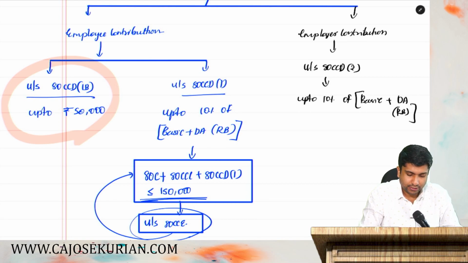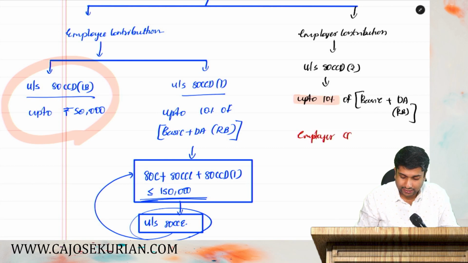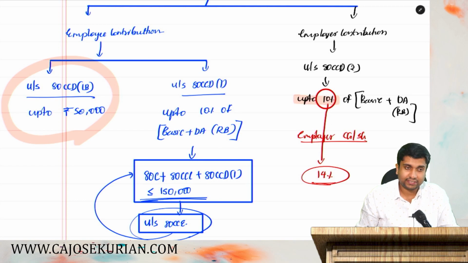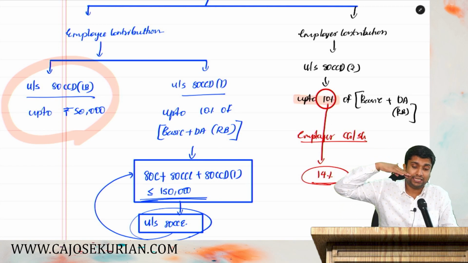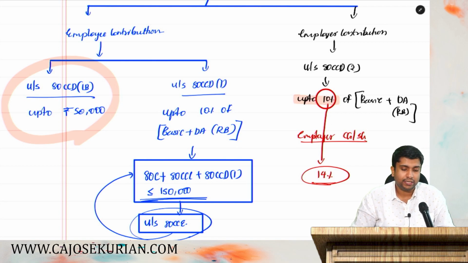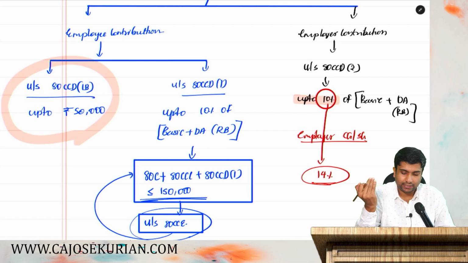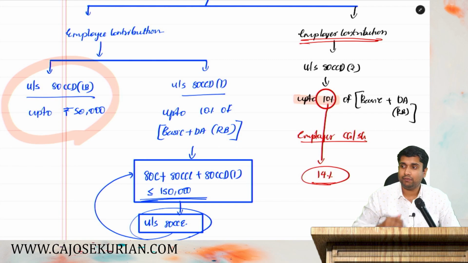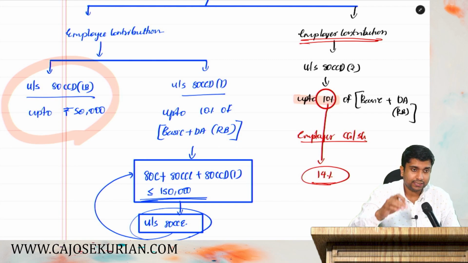Now, listen friends, if your employer is either central government or state government, then instead of this 10%, the limit shall be 14%. For central government and state government employees, for the employer contribution, there is an extended deduction. What does the department say? If you are a central government or a state government employee, then instead of 10%, it shall be 14%. Only the employer contribution. The employer contribution shall become 14%. I hope it is clear.